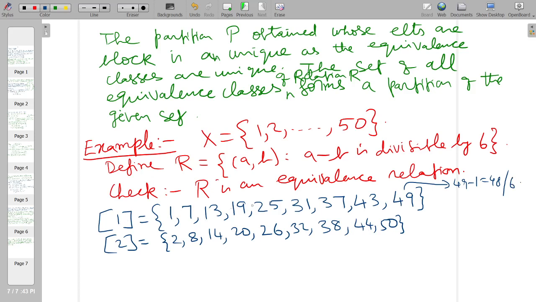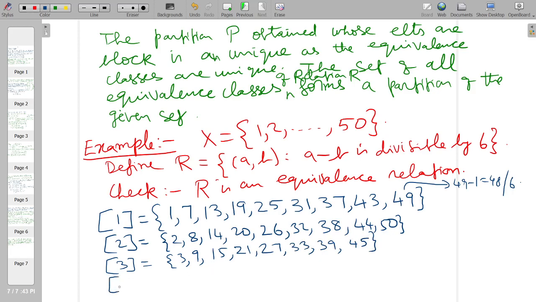So this will be the elements in the equivalence class of 1. Similarly, here this will be the elements in the equivalence class of 2. Now the equivalence class of 3 will have 3, 9, 15, 21, 27, 33, 39, 45. I will not have 51, so I will have 45.